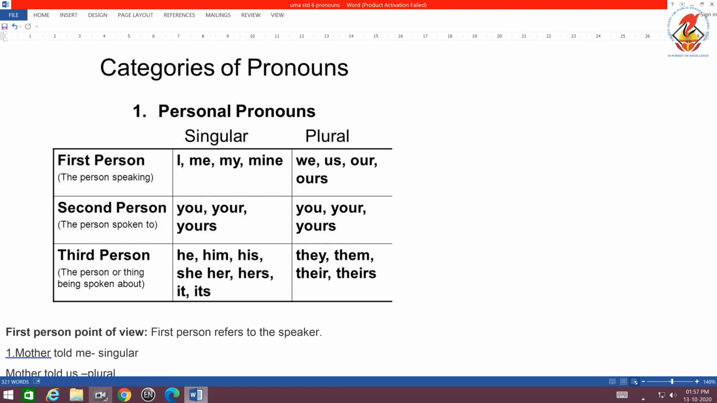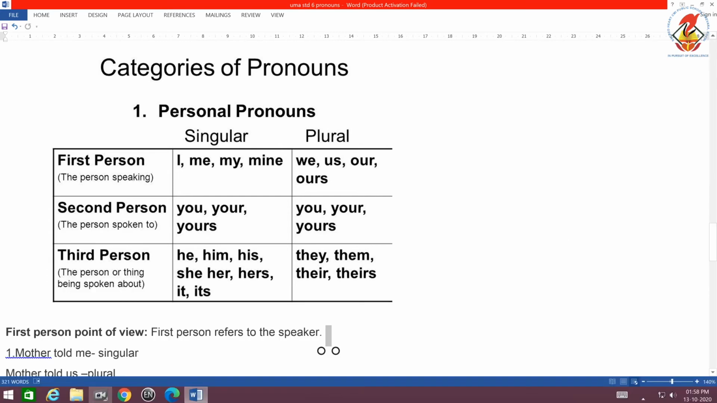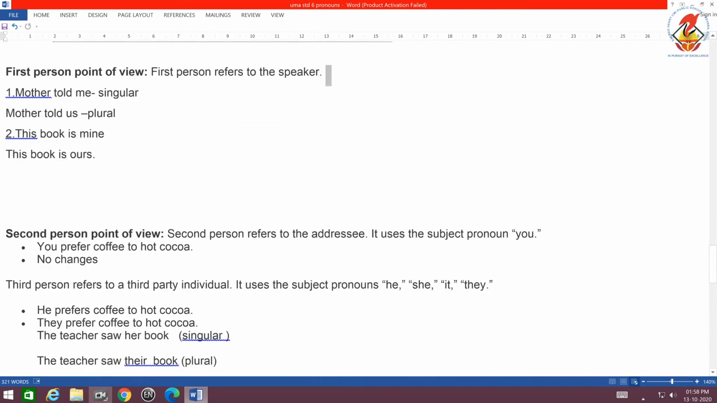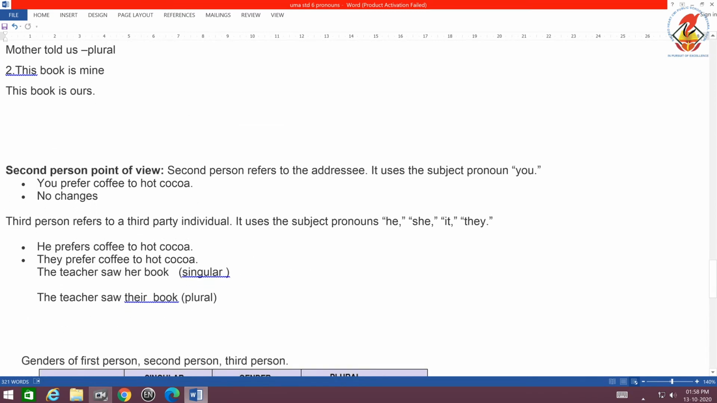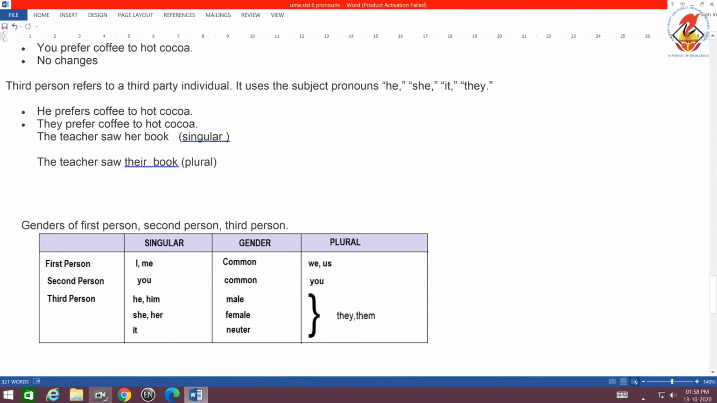For third person: he, him, his, she, her, hers, it, its. These pronouns are used as plural forms. Then what did we study? Then we studied changing, is it? How to change singulars to plurals. Then we studied gender, is it?